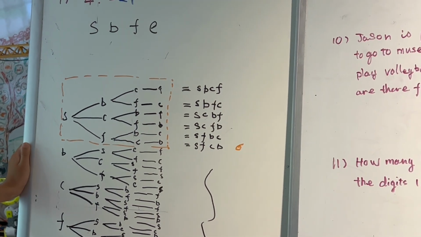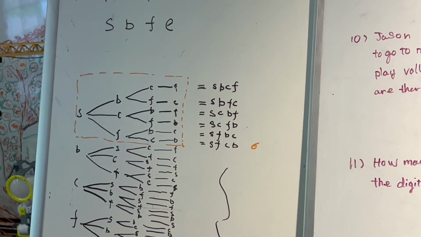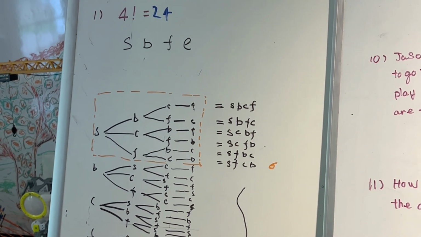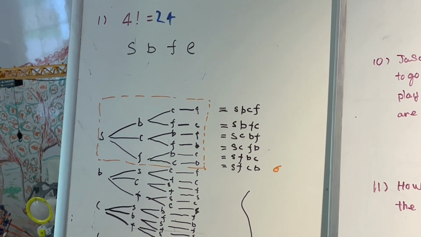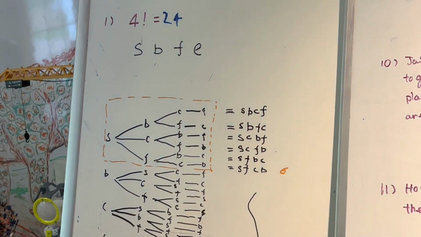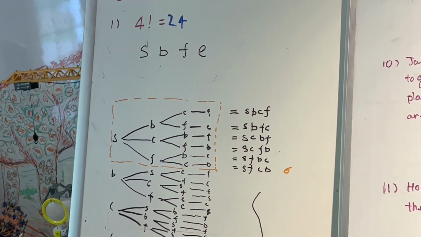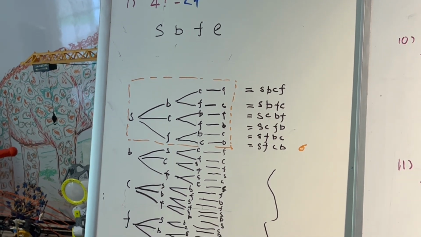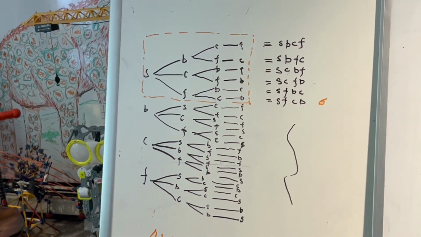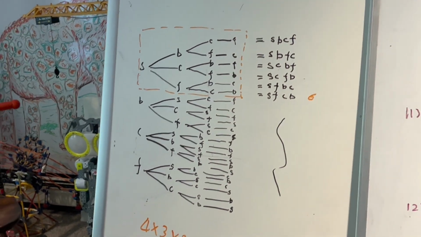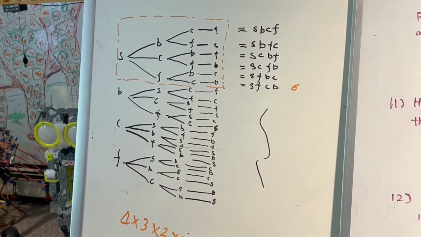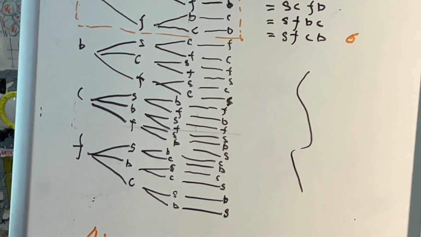B could go to S or C, then you could choose C. If you chose F, you could go C or F. Or if you choose C, then it could be C or F. And after C could be F. After F it could be C. After S it could be F. After F it could be S. If you chose F to go first after B, then you could do S. It could go to S or C, and then if it went after S, then it would be C. And if it went after C, then it would be S.